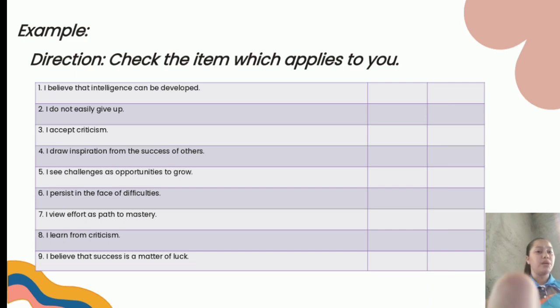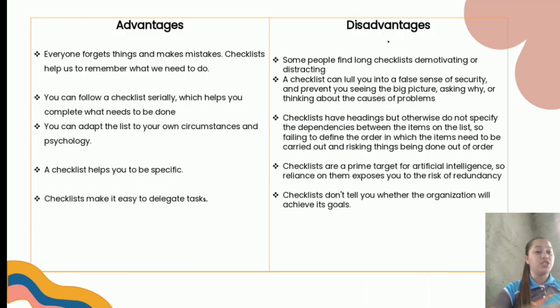So let's have the advantages and disadvantages of checklist. So the advantages: everyone forgets things and makes mistakes. Checklist helps us to remember what we need to do. You can follow a checklist serially, which helps you complete what needs to be done. And the next, you can adapt the list to your own circumstances and psychology. Number 4, a quick checklist helps you to be specific. And then lastly, checklist makes it easy to delegate tasks.